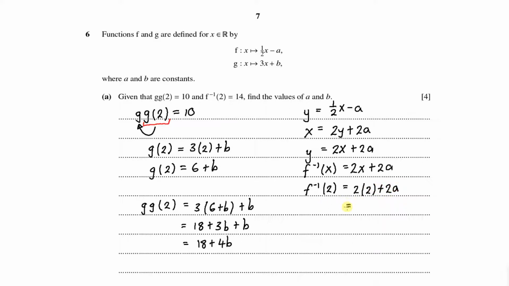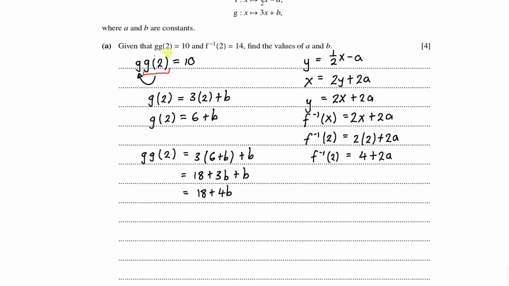So f inverse of 2 gives us 4 plus 2a. So we now have this for f inverse of 2. So from the information given in the question, g of 2 is equal to 10, which therefore means I can say 18 plus 4b is equal to 10, and I can solve this equation for b.